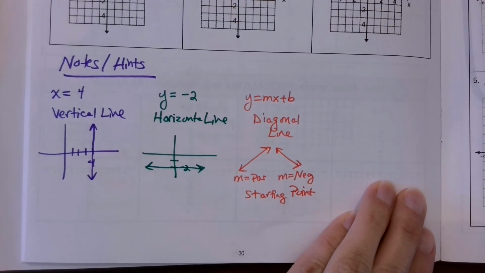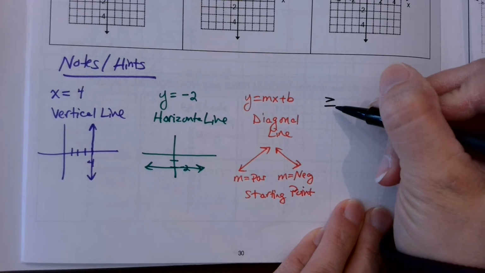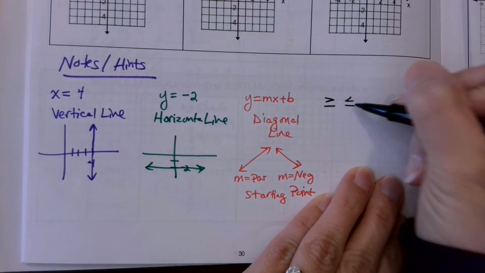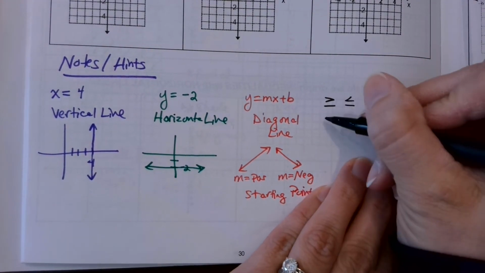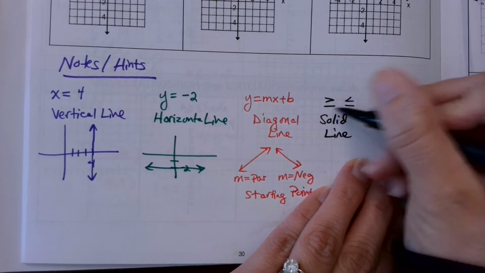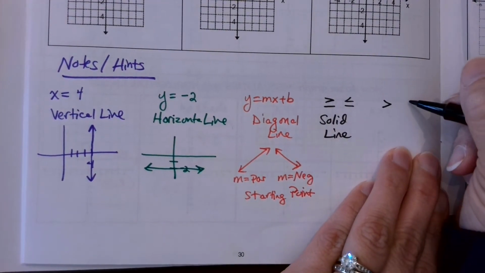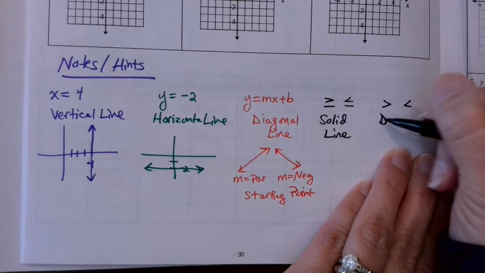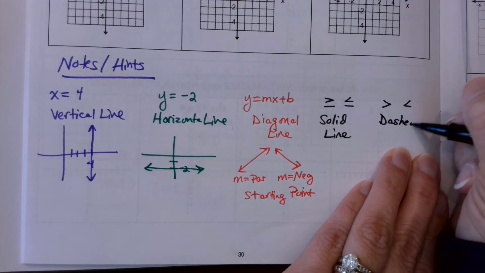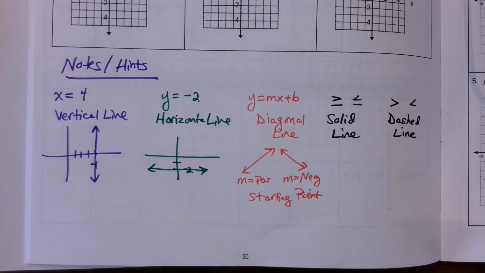Okay, now we have been doing some more special features, and that's with the solid and the dashed lines. So if you have greater than or equal to, or you have less than or equal to, because it's equal, you graph a solid line because it's equal. But if it's just greater than or it's just less than, then you graph a dashed line. Okay, so that's how you graph the inequalities.